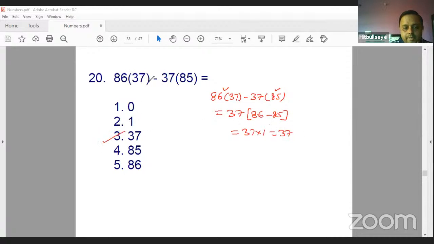Although you can multiply the numbers independently and then subtract the results, but that will make calculation a little bit tougher. So it is better if you take the number common from the two numbers. That will make the calculation easier.